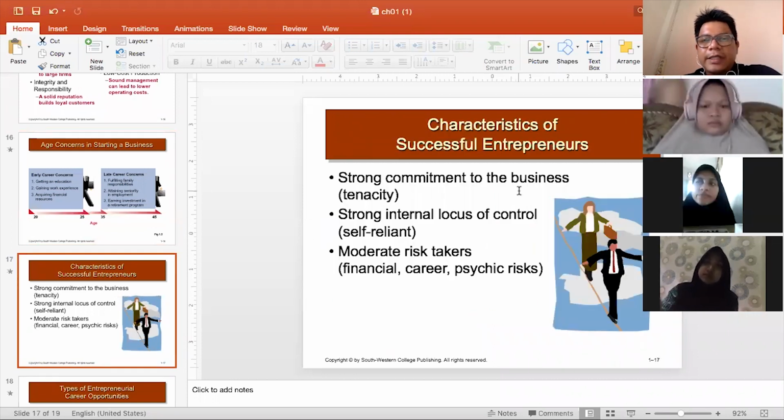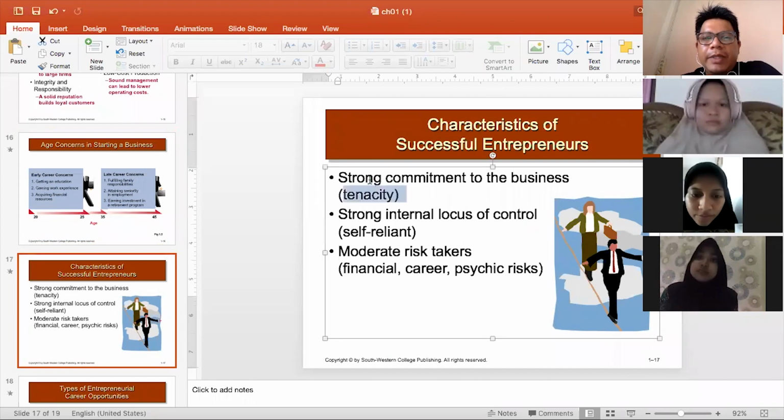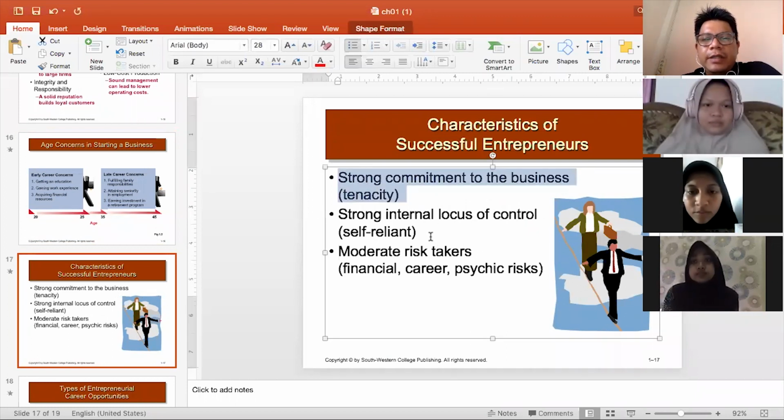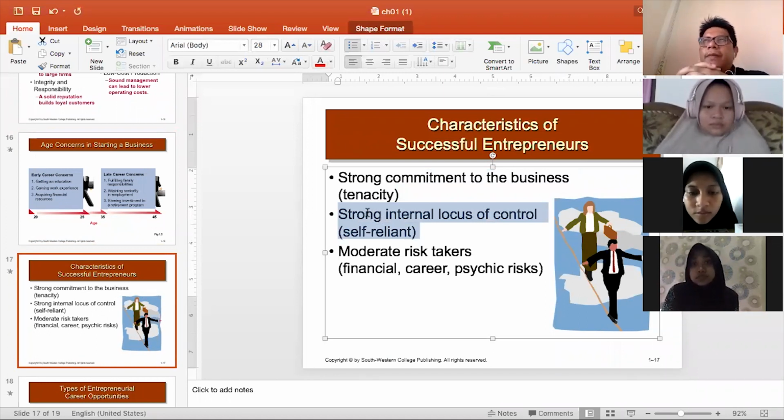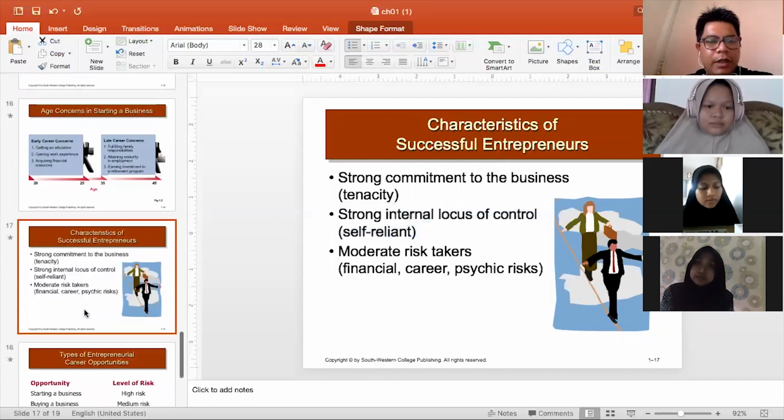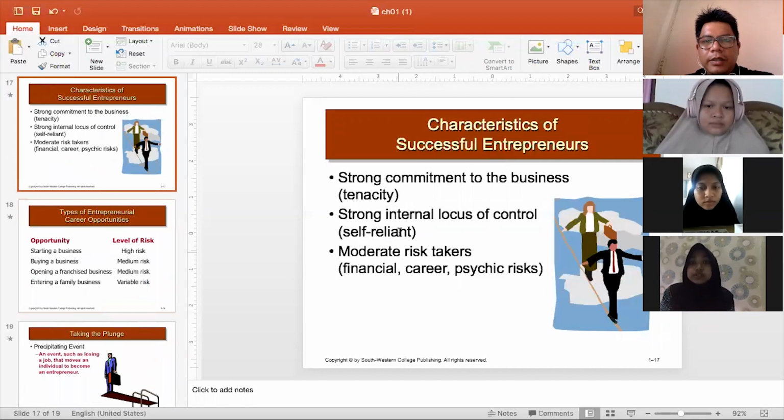Okay, characteristics of a successful entrepreneur: strong commitment to the business, strong internal locus of control. Locus of control means a person's belief that who controls their destiny is themselves. You got me? You can say it is the individual's belief that who controls his future is himself. Okay, that is locus of control.